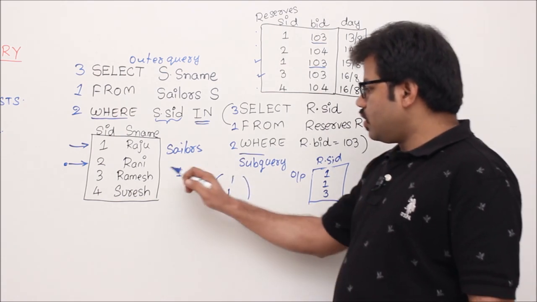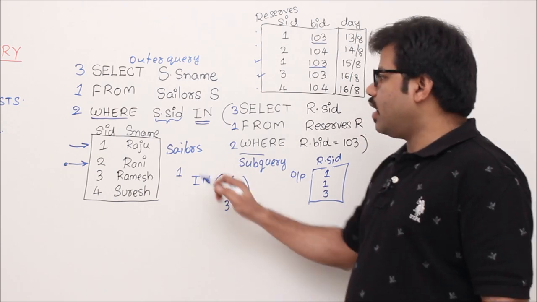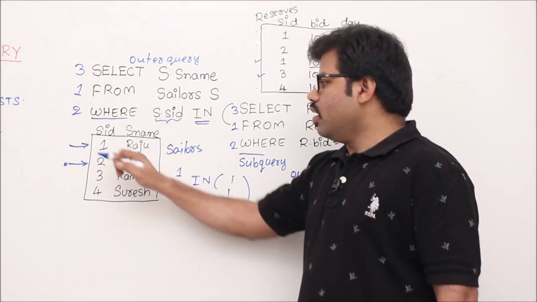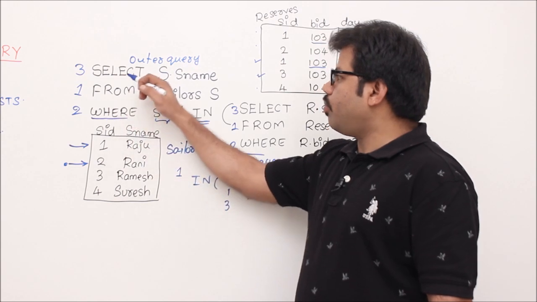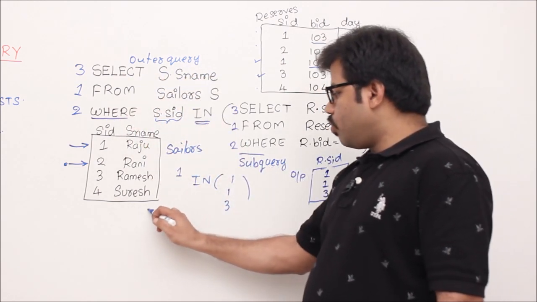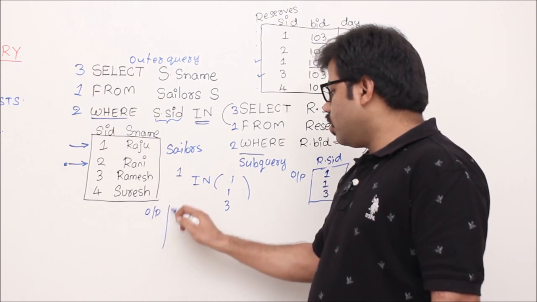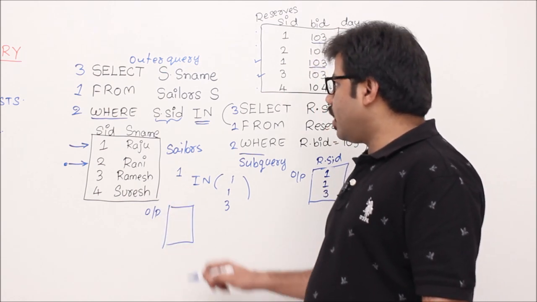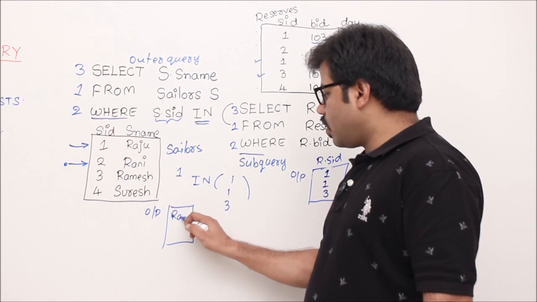Now since 1 belongs to 113, this condition will become true for the first tuple. Whenever the condition is true, we have to print the corresponding sailor name, right? So Raju will be printed. This is the real output which is going to be printed on your screen. That is Raju.